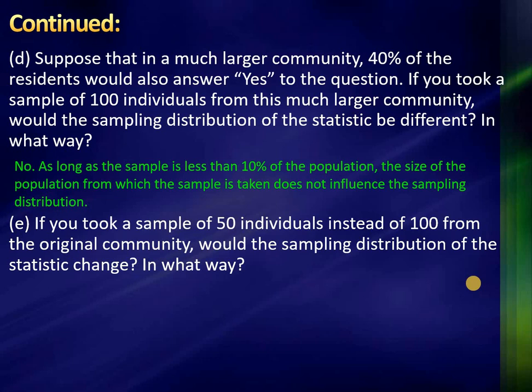So for D, we were talking about changing the actual size of the population, which we said has no effect. For E, I'm changing the size of the sample. So of my sampling distribution, when I'm describing a distribution, what are my 4 things that I have to talk about? Shape, center, spread, unusual features, or outliers. Is my shape going to change? Not really. It should get more normal, because remember, bigger is better when we talk about sample sizes.